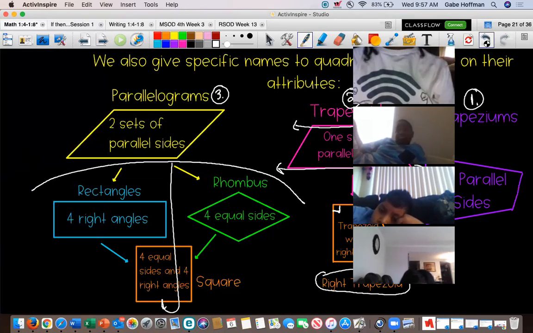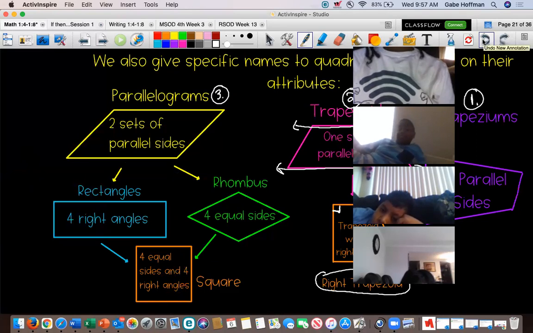So Marvin, can you read that part in yellow? What makes a parallelogram a parallelogram?